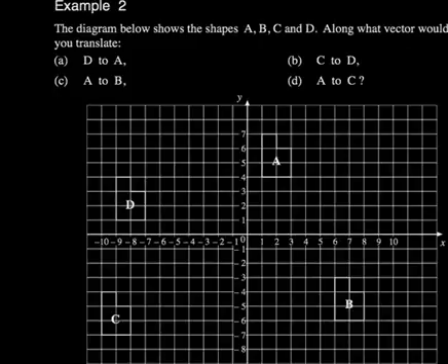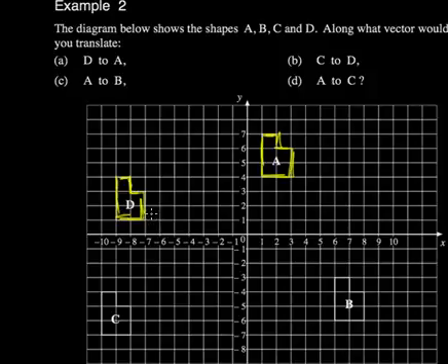Now the second and final example of transformations is asking us to translate, or along what vector you would translate D to A. So D looks to me like some sort of, it's quite difficult to see on here, but I think it's this shape here. So D is that shape, and it's moved now to A, which is over here.